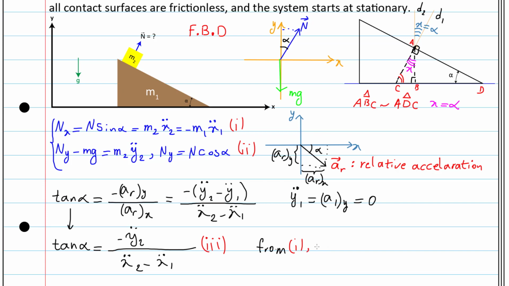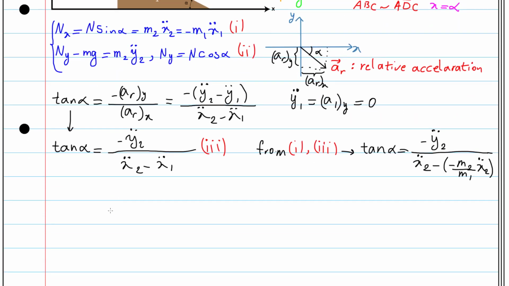From 1 and 3, tangent alpha equals minus y double dot 2 over x double dot 2 minus, with x double dot 1 equal to minus m2 over m1 x double dot 2, which is minus y double dot 2 over x double dot 2 times 1 plus m2 over m1.